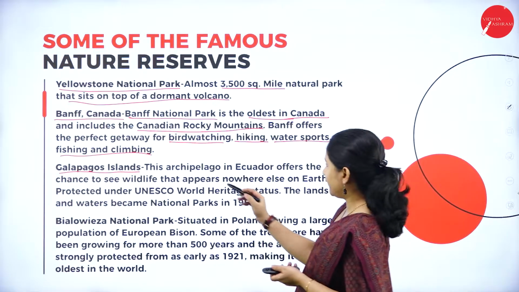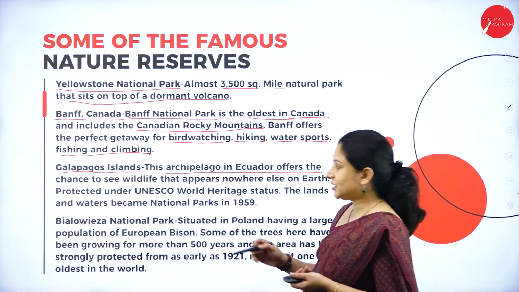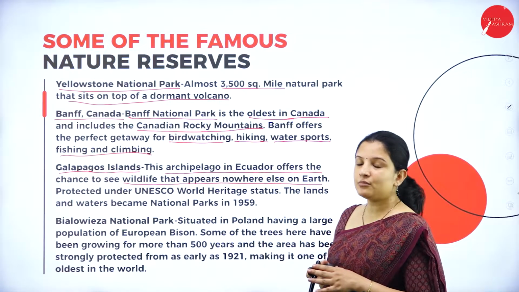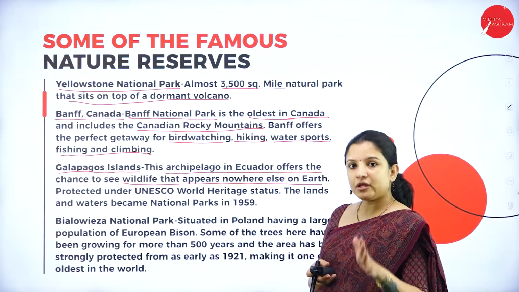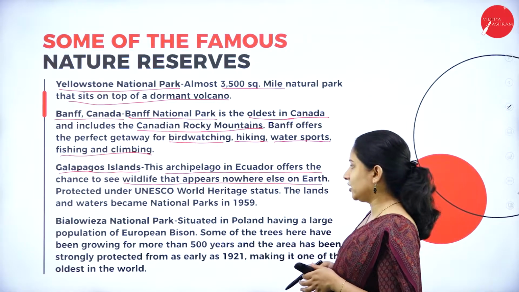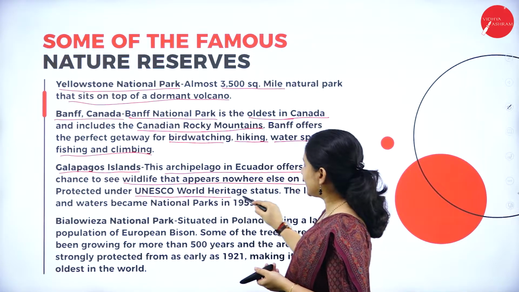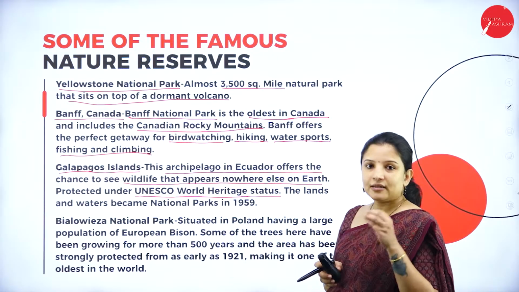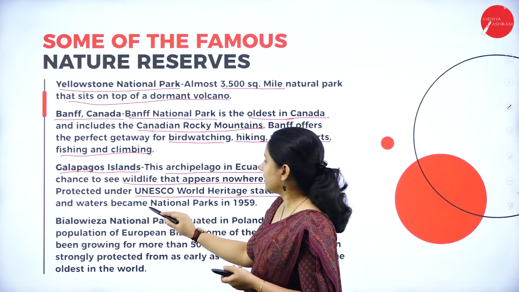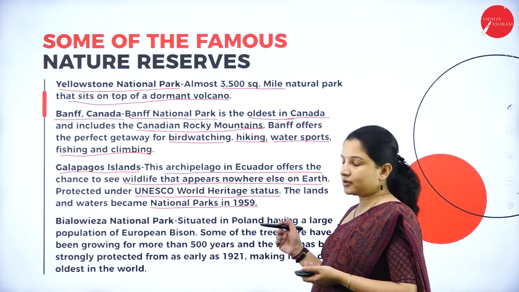So this is an archipelago which is present in Ecuador, and it offers the chance to see wildlife that appears nowhere else on earth. There are some wildlife which are endemic only to Galapagos Island, meaning you don't find them anywhere else in the world. And this is one island that is protected under the UNESCO World Heritage status. The land and waters of Galapagos Island became a national park in 1959. Therefore, now it is a partial nature reserve.